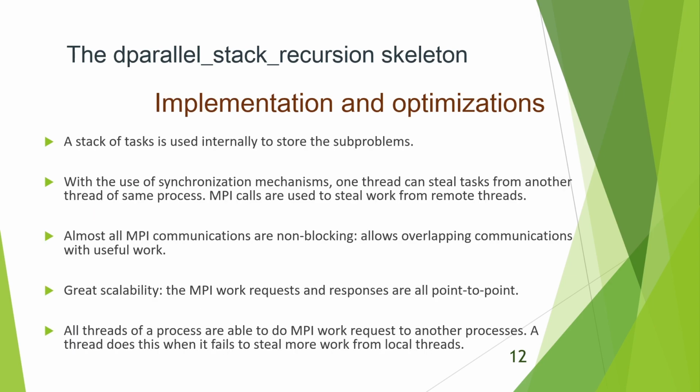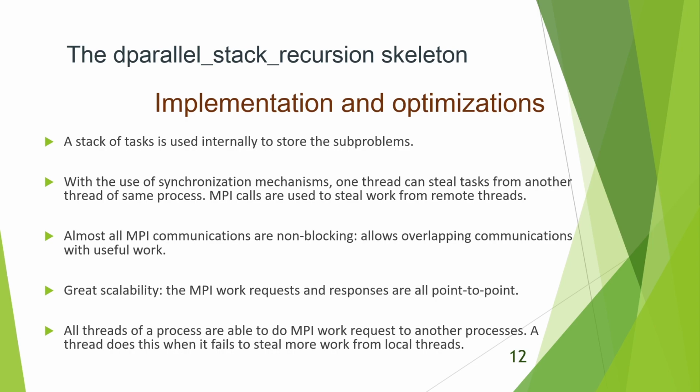Now, we will briefly explain the internal workings of the skeleton. We remember that several processes are executed at the same time and they communicate with each other using MPI. Each of the processes has multiple threads that use C++11 synchronization directives. Each thread has a stack of tasks where the subproblems that are generated are stored. When this stack is empty, the stealing process begins. First, the thread will try to steal work from another thread of the same process. If this is not successful, then it will try to steal work from another process, and so on continually.